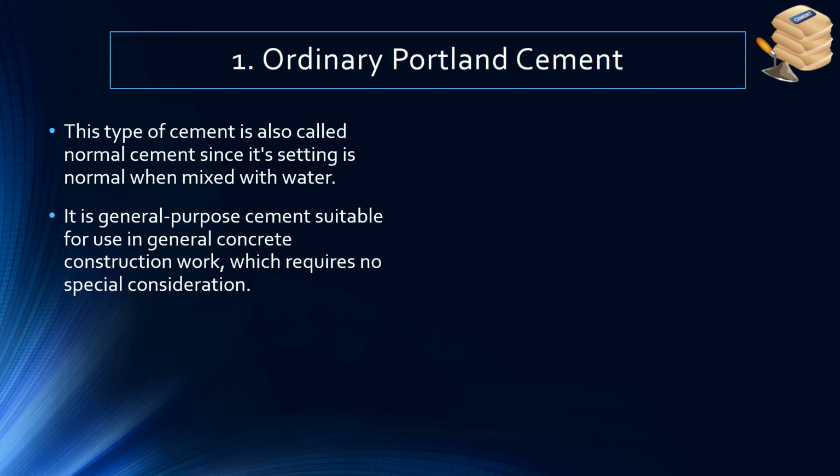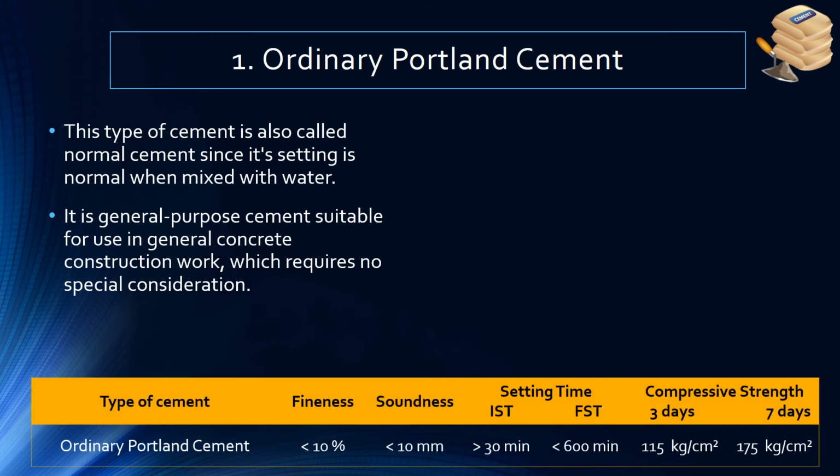Then the properties of ordinary Portland cement are: fineness less than 10%, soundness less than 10 mm, initial setting time more than 30 minutes, final setting time less than 600 minutes, compressive strength after 3 days 115 kg per square centimeter, compressive strength after 7 days 175 kg per square centimeter. Then applications of OPC.